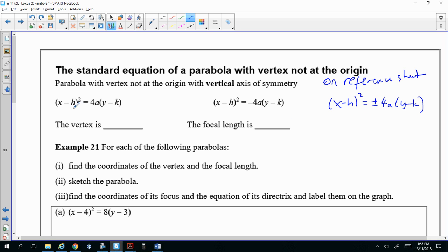So I split it into two equations so you can see the difference between them. They look the same except one has an extra minus, which means this is concave down, this is concave up. And for both parabolas, the vertex is H, K. H comma K because of the shifting of the parabola. And for both cases, the focal length is a.